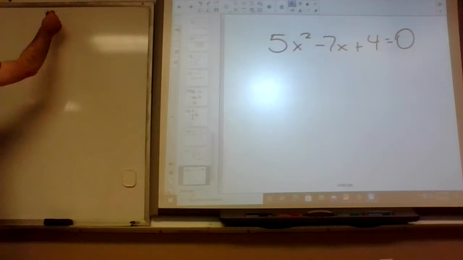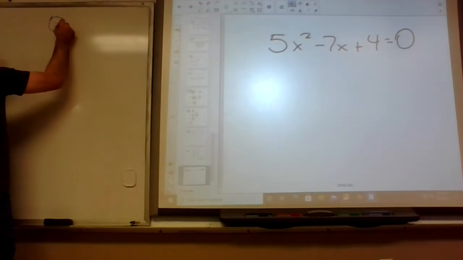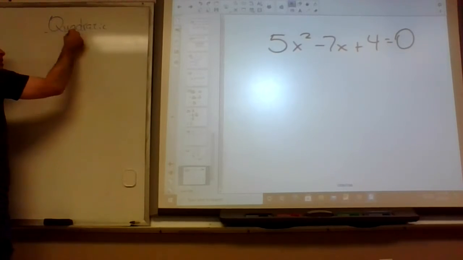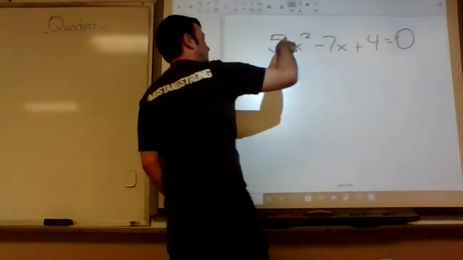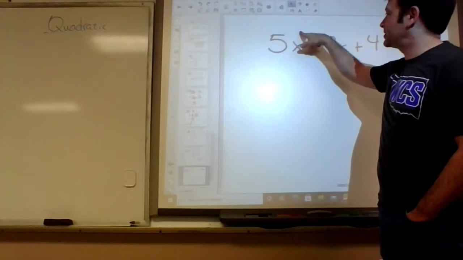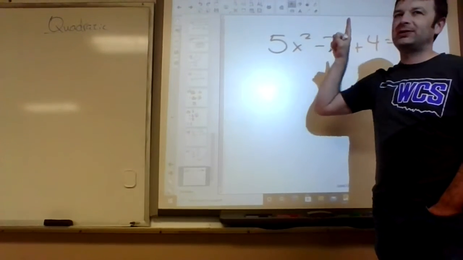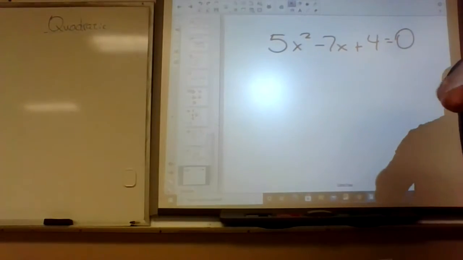What did quadratic mean? Quad can mean 4, but a quadratic equation is an equation with an x squared in it. So this will help you solve quadratic equations.